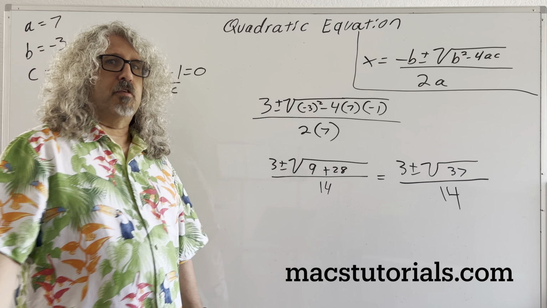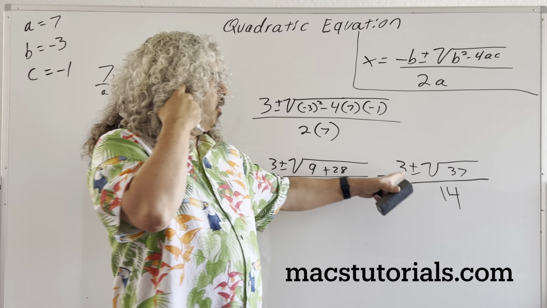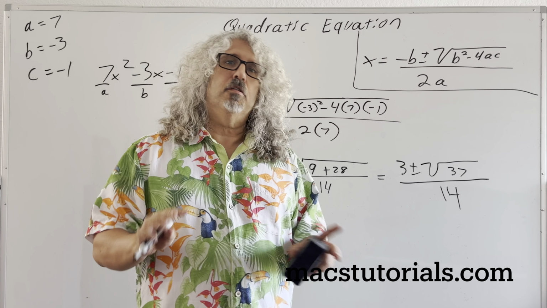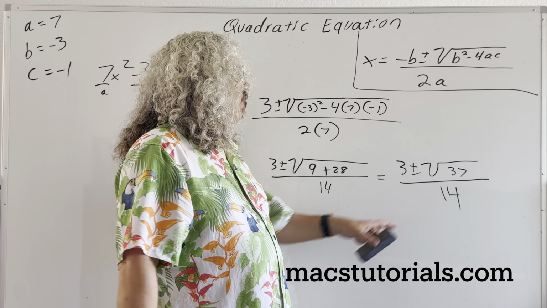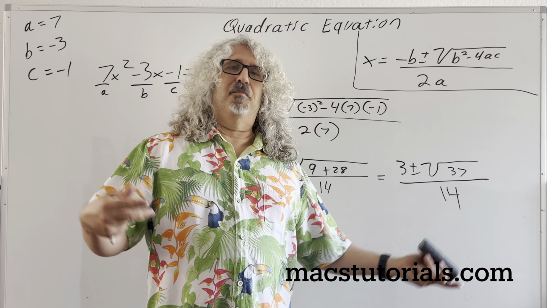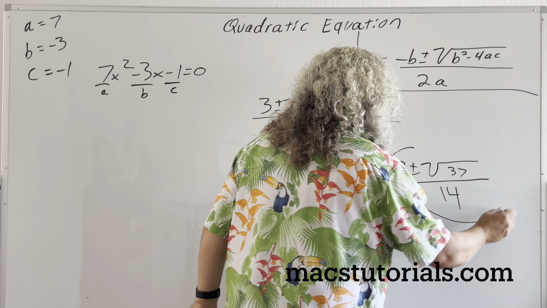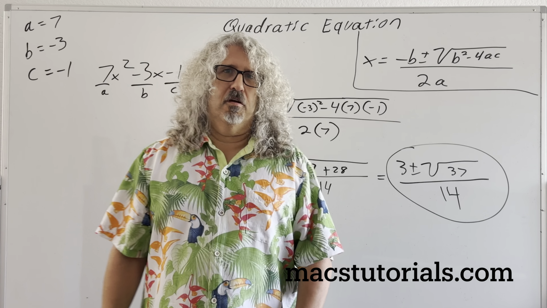Now I look to see if there's anything else I can do with it. If the 3 and the 14 can divide or reduce as a fraction, there's stuff I can do. Okay, if the 37 was a 36, I could pull out and do something, but it doesn't. That's it. Guys, that's my answer, all right?